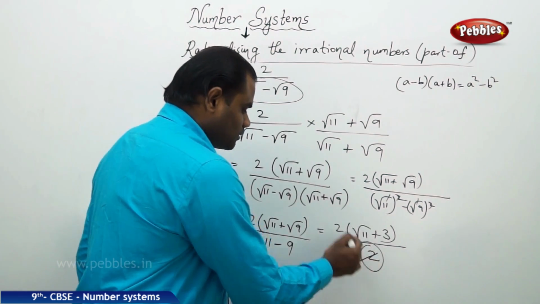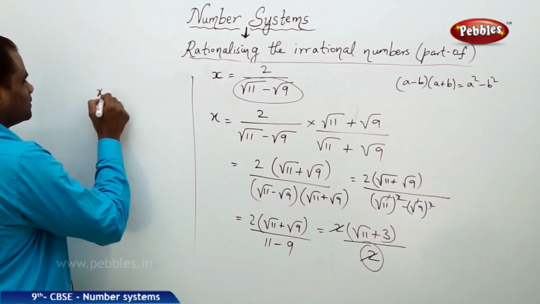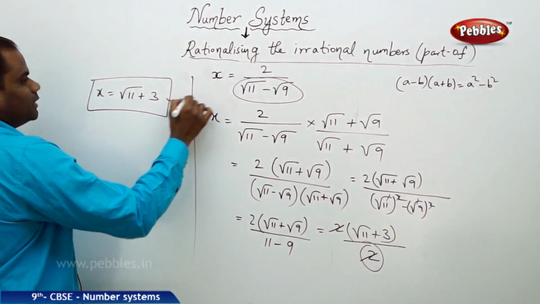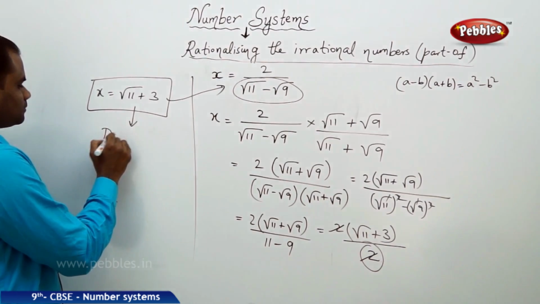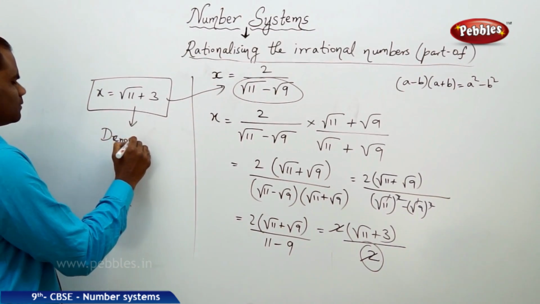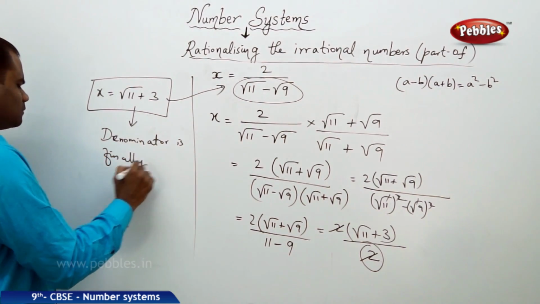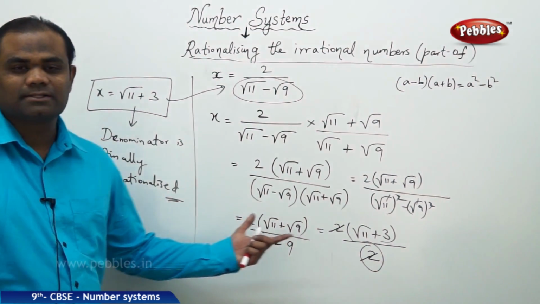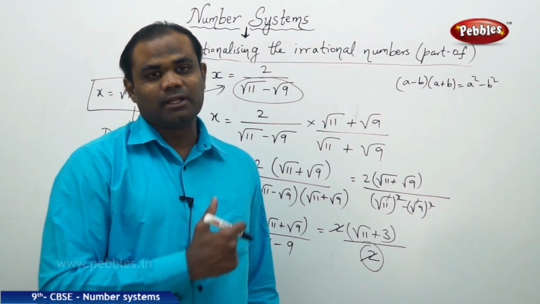And further, I can simplify this to bring it into a more simplified form so that I get my x as root 11 plus 3. And thus, we finally understand that the denominator is finally rationalized. Rationalizing the denominator or the numerator for any given number is possible.